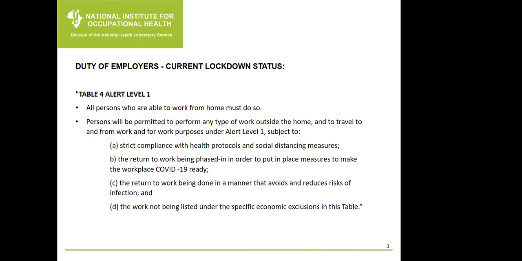So according to the regulations, table 4 of the alert level 1 regulations, it still states that all persons who are able to work from home must preferably still do so. Persons will be permitted to perform any type of work outside the home, so there's no restrictions on that anymore, but it is subject to strict compliance with the health protocols. And if a workplace brings back employees to work, it must be phased in, the workplace must be COVID-19 ready, return to work must be done in a manner that avoids and reduces risk of infection, and the work that is still listed in the table in these regulations is still prohibited.